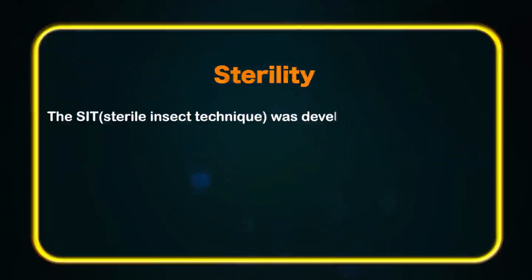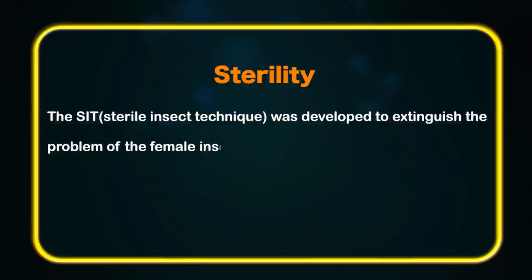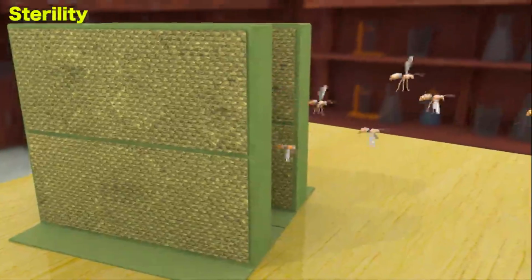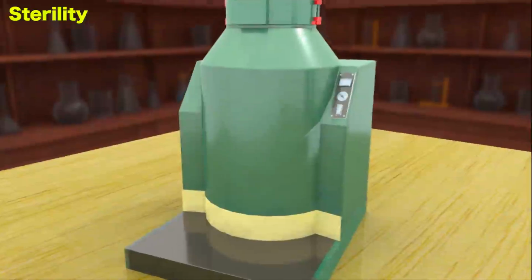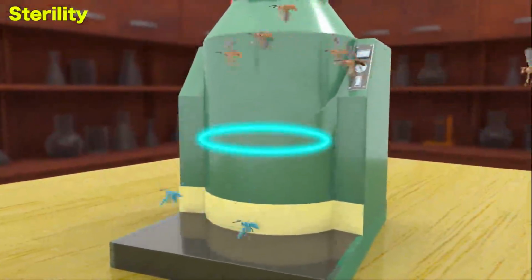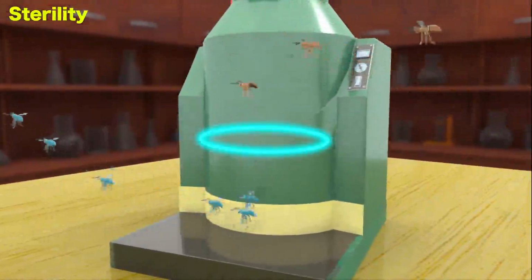Sterility. The SIT, which is the sterile insect technique, was developed to address the problem of the female insects before they can lay their eggs and harm the crop. The sterile insect technique works by first using X-ray radiation to sterilize the male insects so that they are not able to reproduce.